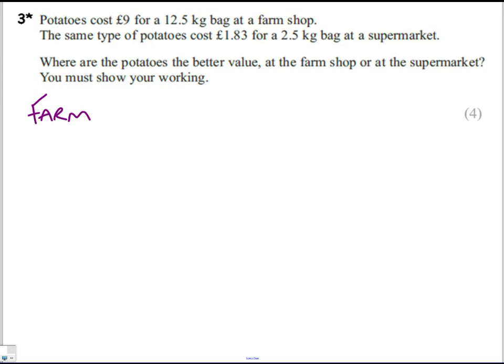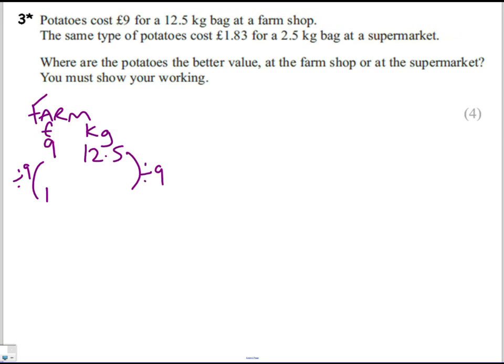We've got £9, so pounds against kilograms, 12.5. You can do this either way. You can work out how much £1 buys you. So if we divide this by 9, it tells us £1. We have to divide 12.5 by 9, which buys us 1.389 kilograms from the farm shop.